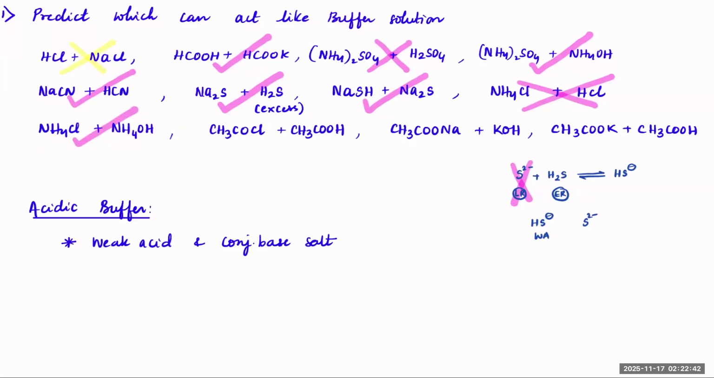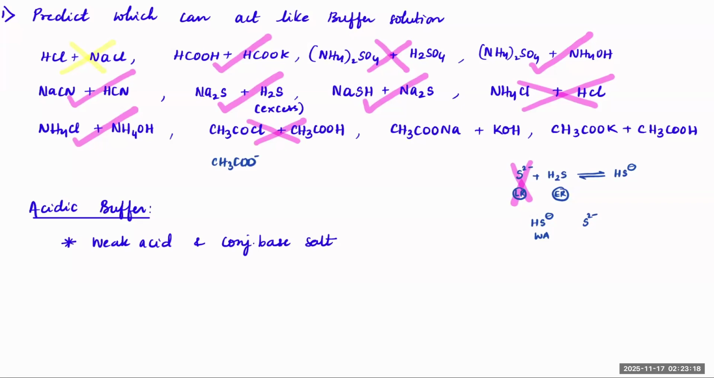Okay. Next. CH3COOH, a weak acid, good. But is this a salt? No, this is an organic compound, a different compound. A salt should be like CH3COO minus. That is not the one which is there. It is a compound called acetyl chloride. So this compound is not a salt form or a conjugate base form of an acid. Hence, this is not a buffer solution.